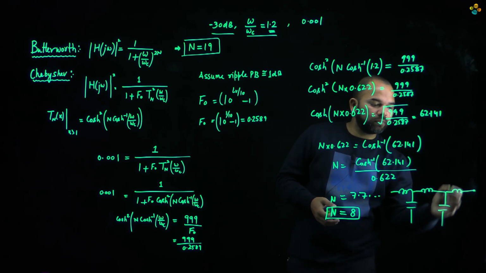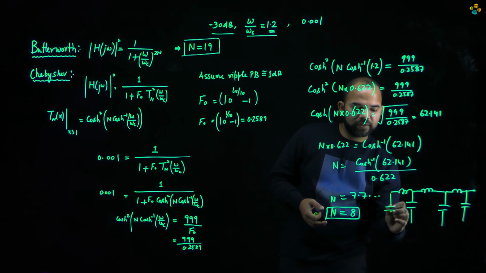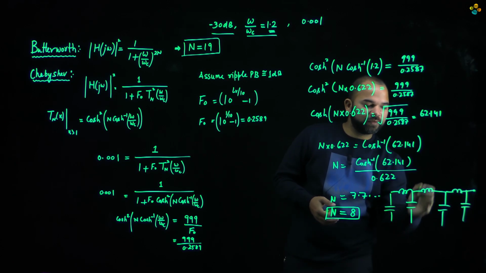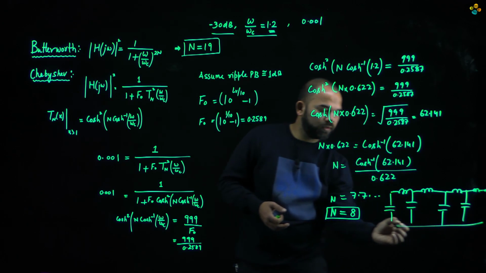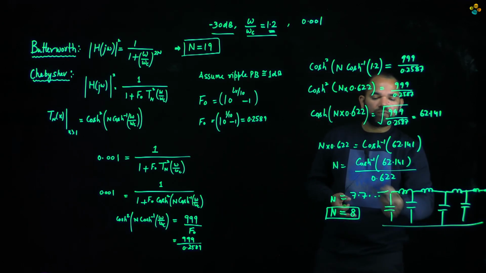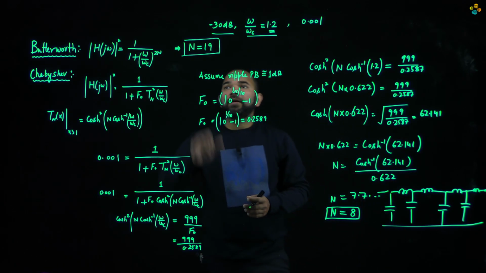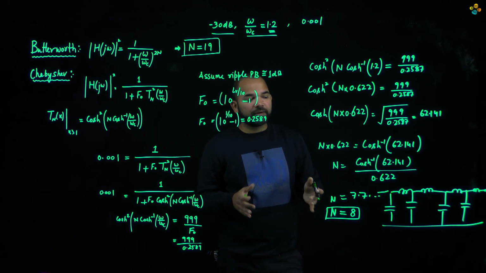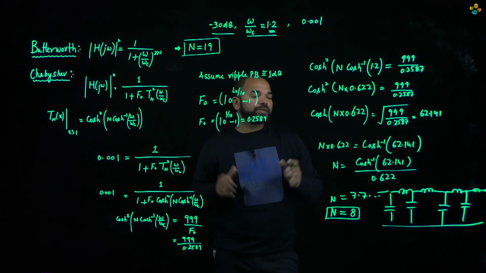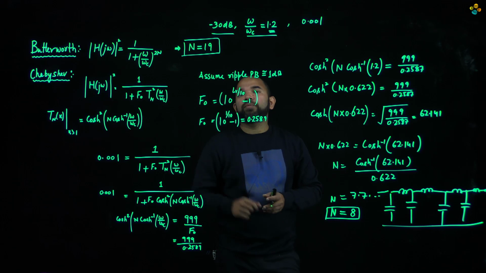So 1, 2, 3, 4, 5, 6, 7, and 8. So this is going to be your filter for n equals 9. So this is the topology. And if we go for 19, we need to add 19 of such elements. So mostly we have reduced the size of the filter approximately 50%. However, we have a little compromise on the passband performance here.